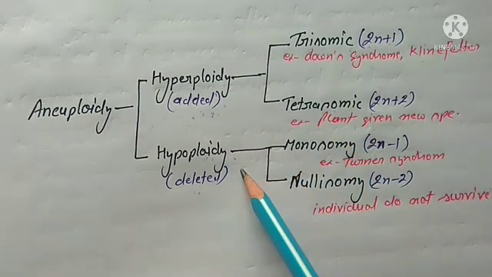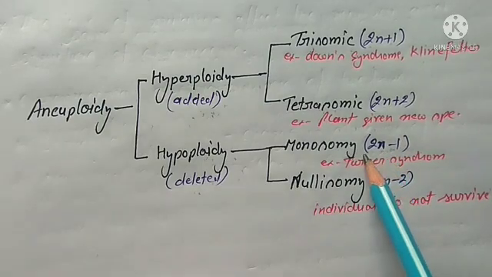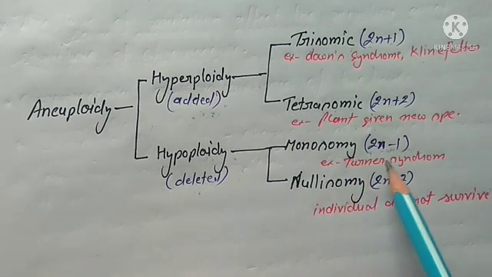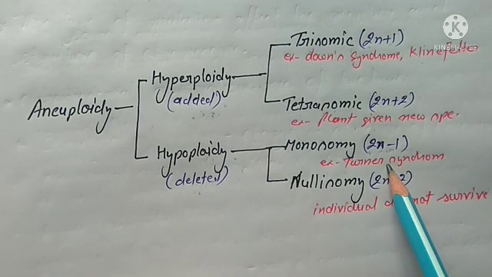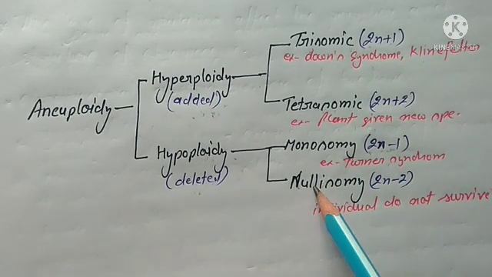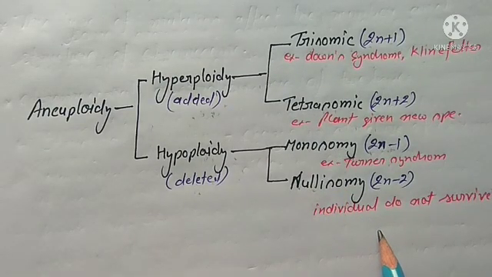Hypoploidy is when one chromosome is deleted. Here the minus indicates one chromosome deleted, so the number of chromosomes becomes less. That condition occurs in Turner syndrome. Last is nullisomy, in which two chromosomes are deleted from the diploid cell. In this case individuals do not survive in the environment.